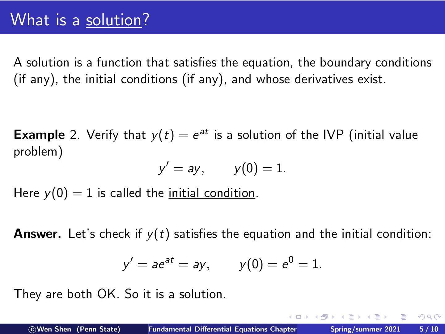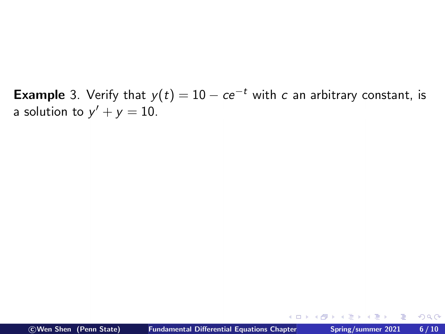Okay, now let's look at the initial condition. Y at 0. When t is 0, what is the y value? So you set t to be 0 here, then you have e to the 0, which is 1, which is the initial condition. Okay, so they are both satisfied. Then we conclude that this is a solution to the initial value problem. Okay, let's take another example.